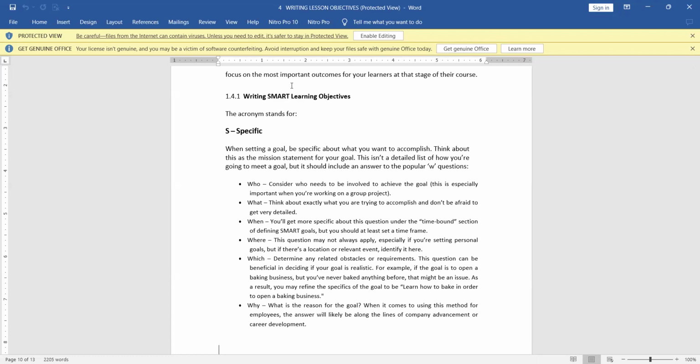Let's see what this SMART is. What do they stand for? The S for specific. You can take it down. S for specific. Then M for measurable. A for action bound. R for realistic. T for time bound. So whatever the specific objectives that you write for each and every lesson, you have to make them smart. You have to write smart objectives.